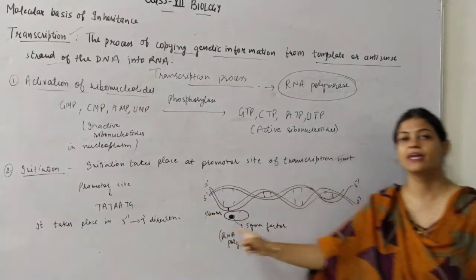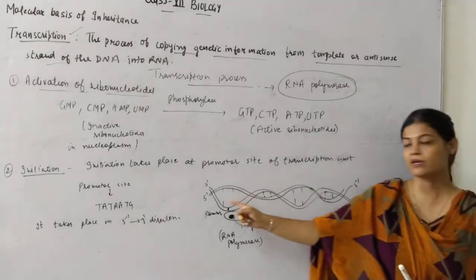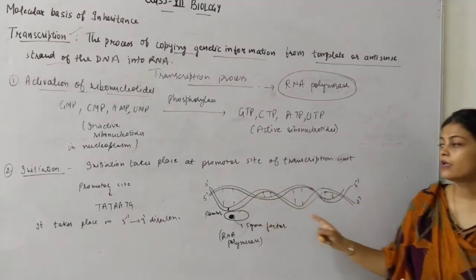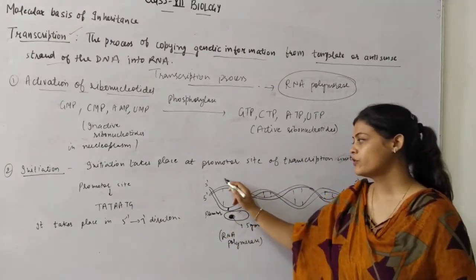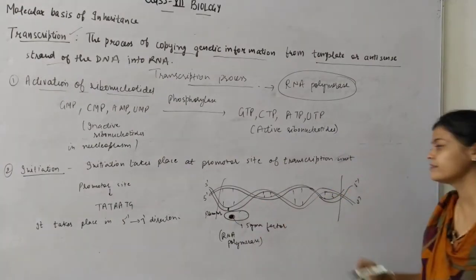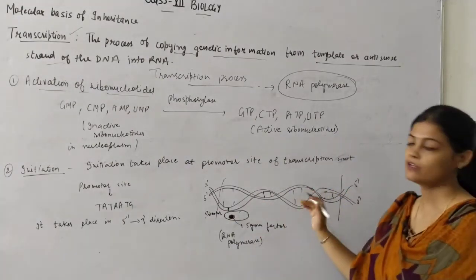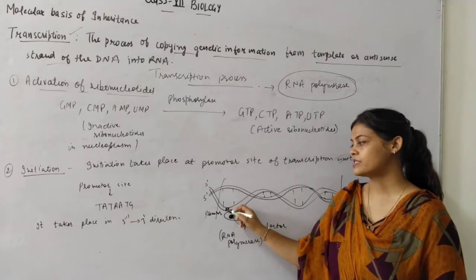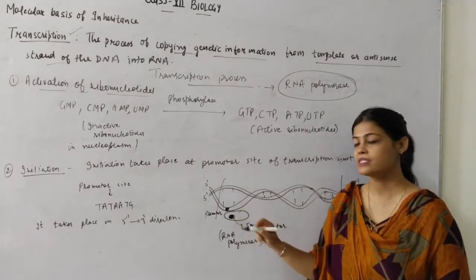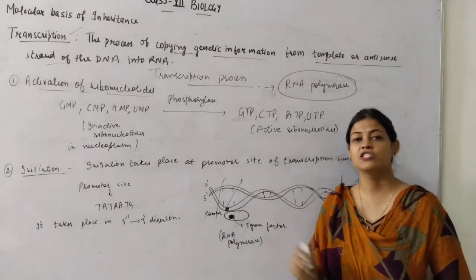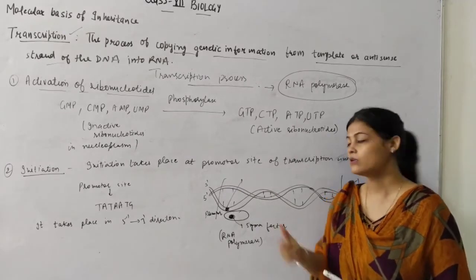Here I have shown the DNA helix with the antiparallel strands. See, this is the transcription unit. This is the complete transcription unit. I have shown the helical form. This is the promoter site. For example, at this site, the initiation of RNA transcription will start.